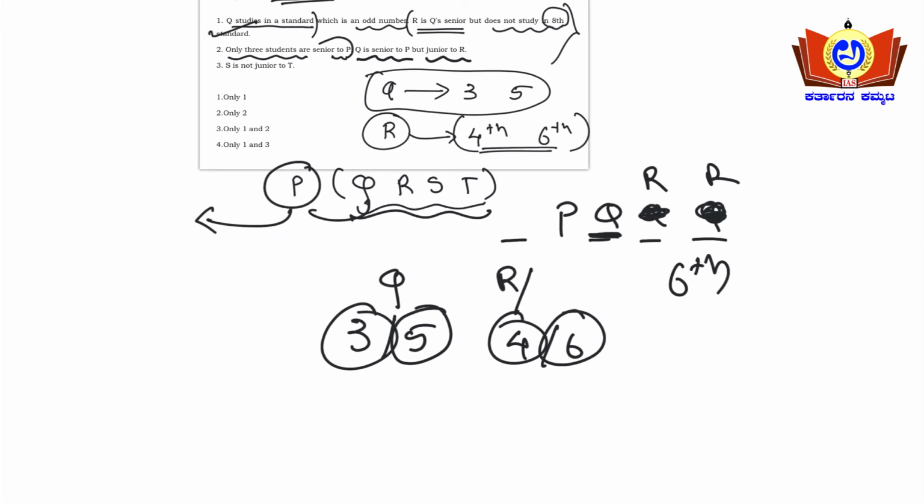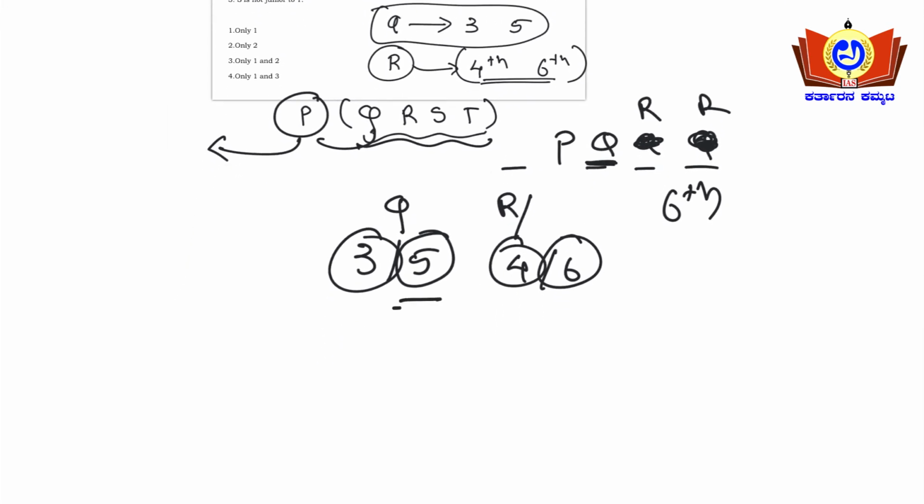We will club statement 1 and statement 2 here. What does statement 1 say? Q shall be in either 3rd or 5th standard, and R shall be in 4th or 6th standard. And the second statement says that Q is junior to R. Q is junior to R means obviously if Q is 5, R will be 6th only. Yes or no? If Q is 3, R shall be 4th only. Yes or no?